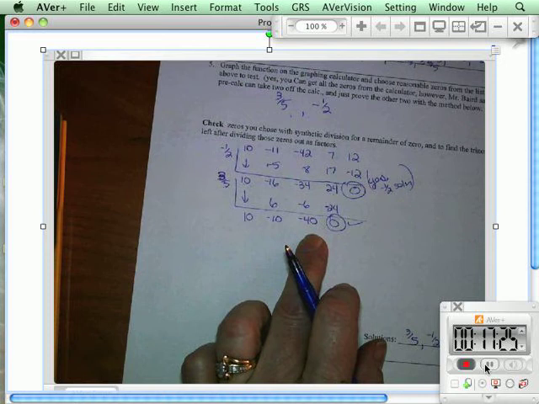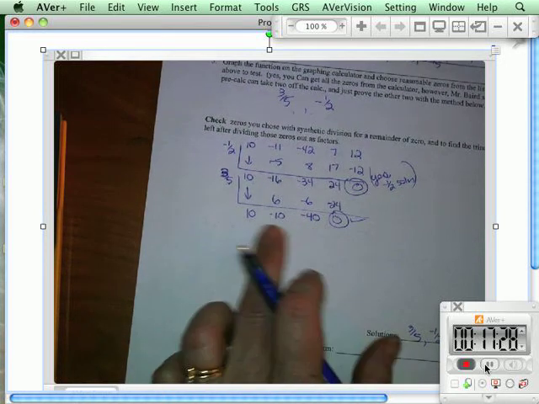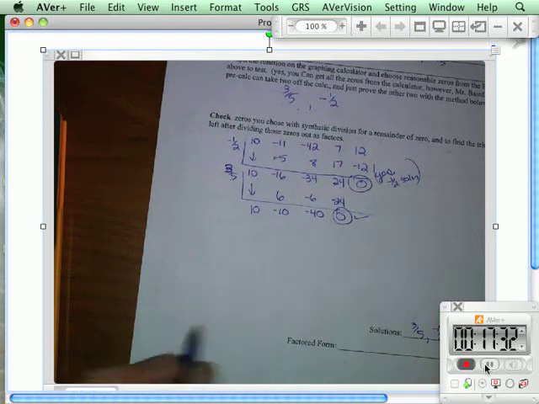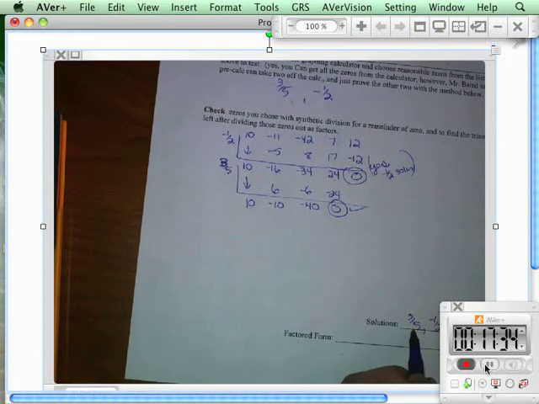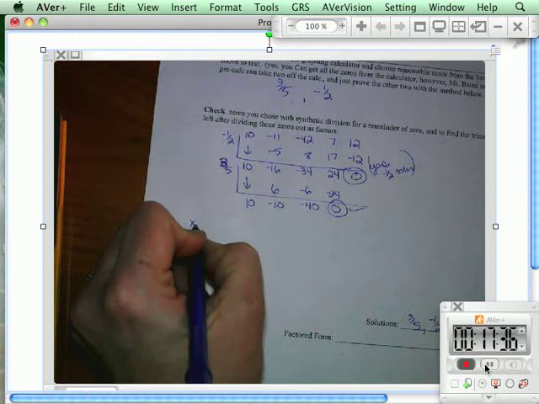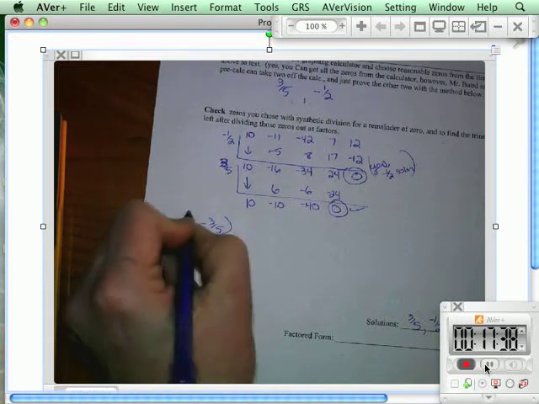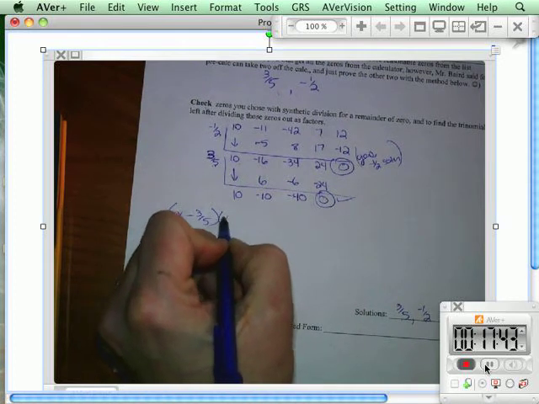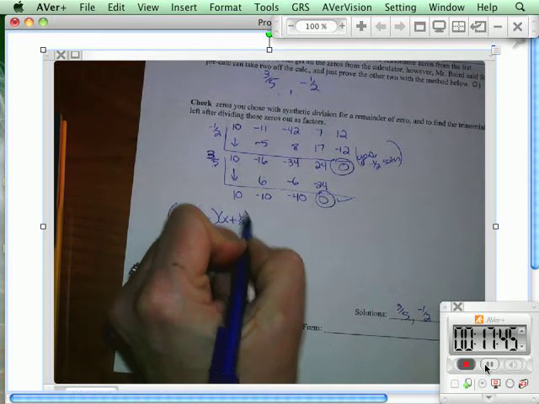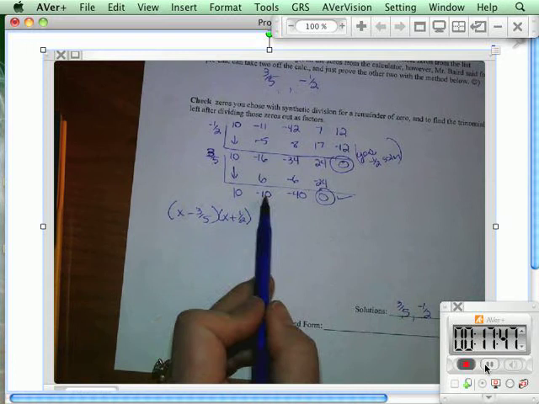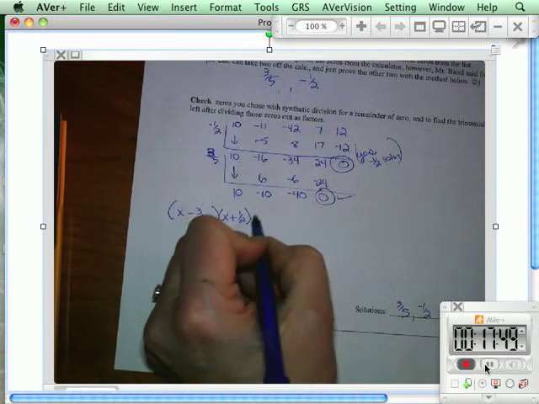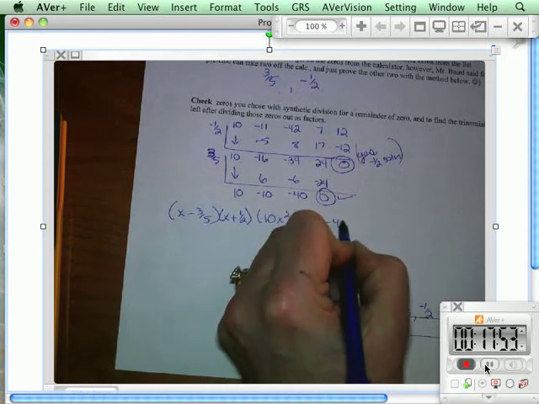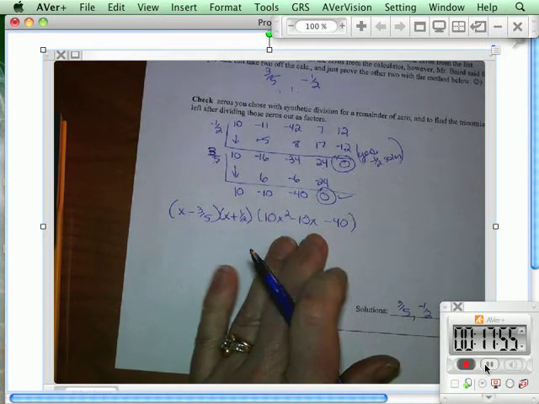Okay, I have a trinomial remaining. So I'm going to start writing out the factors. I realize that 3/5 is a solution, so written in factor form, it would be x minus 3/5. Negative 1/2 is a solution, so written as a factor, it would be plus 1/2. And then I still have this trinomial left, 10x squared minus 10x minus 40.